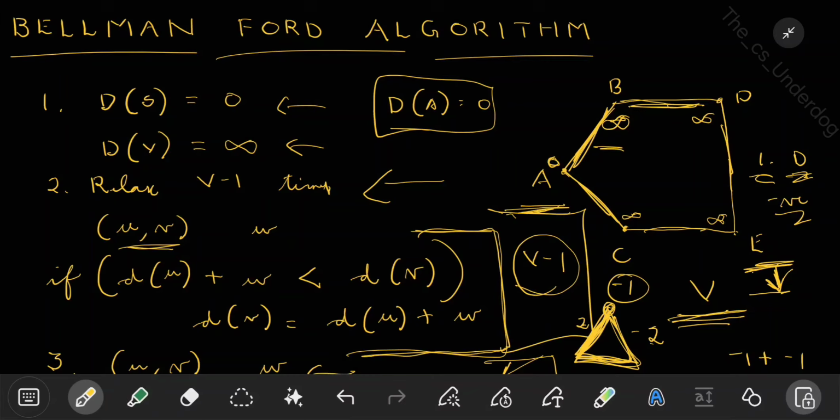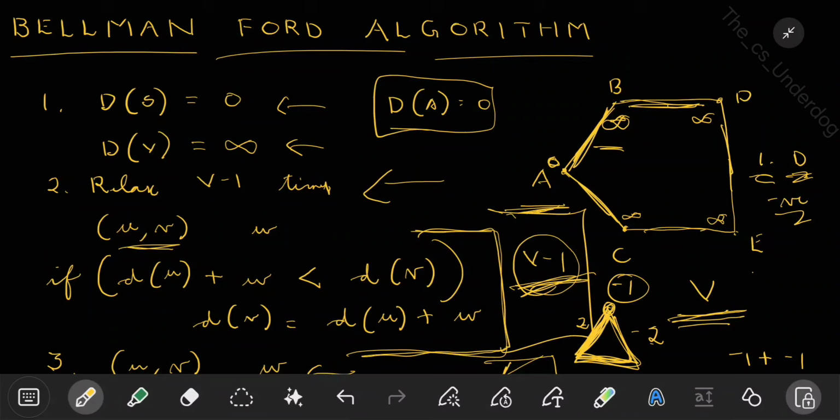Ideally you may have to do V minus 1 relaxations, but if there is no change after relaxing all edges in one iteration, then you can stop, right? Because there is no more improvement possible. You already have the shortest path. This is it about Bellman Ford.